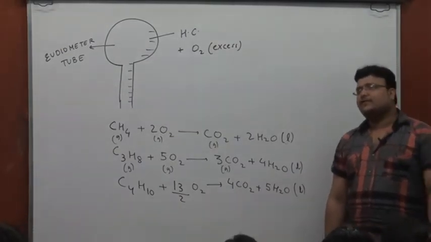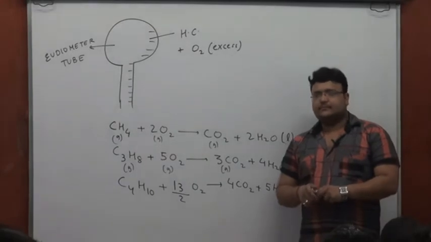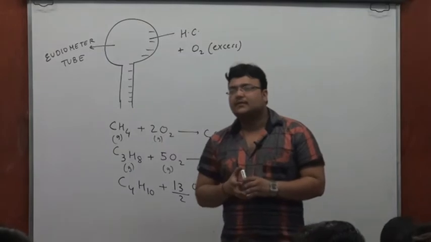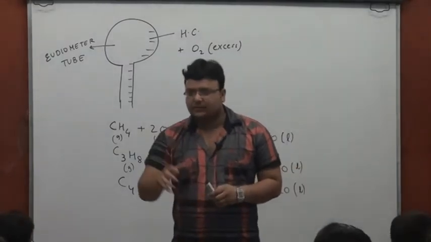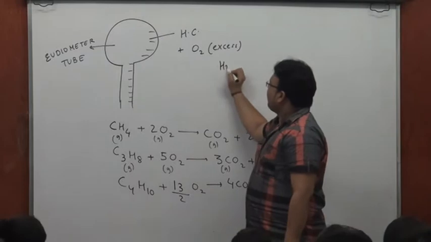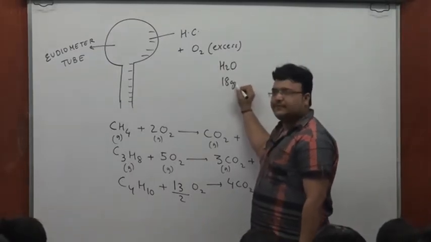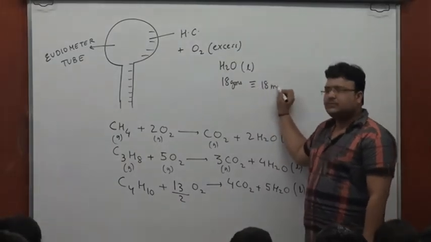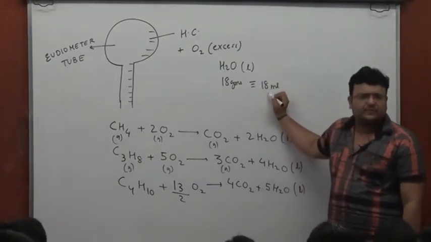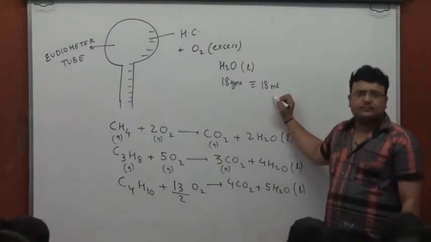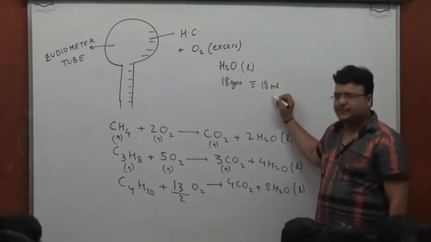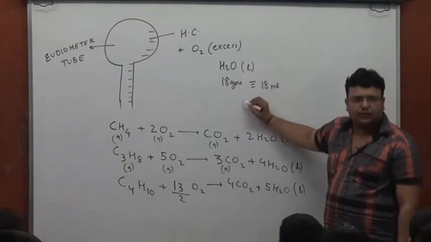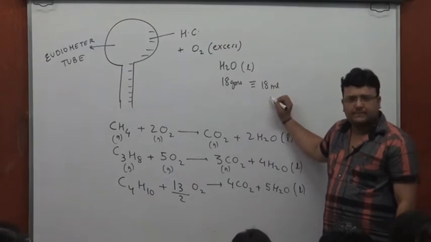What's the molecular weight of water? Yes, I have a question for you. 18. 18 grams in liquid form is 18 ml. Expecting density to be 1 gram per ml? Say yes or no? Yes, sir. Don't worry, you'll have to say yes most of the times. Density being 1 gram per ml, 1 mole of water, 18 grams, is going to be 18 ml. Fair enough?